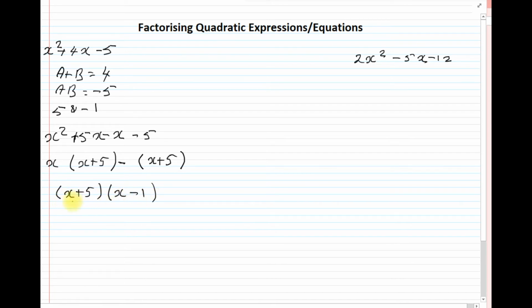If we multiply this out, we'll get x squared minus x plus 5x, which gives us a 4x, and then -5. If this was an equation, we would set it to 0 and set each term. Well, let's do it. If this was an equation, the product of these two terms would be 0. So we would either have x plus 5 equals 0 or x minus 1 equals 0, which gives the answer x is equal to -5 and x is equal to 1, if this was an equation.